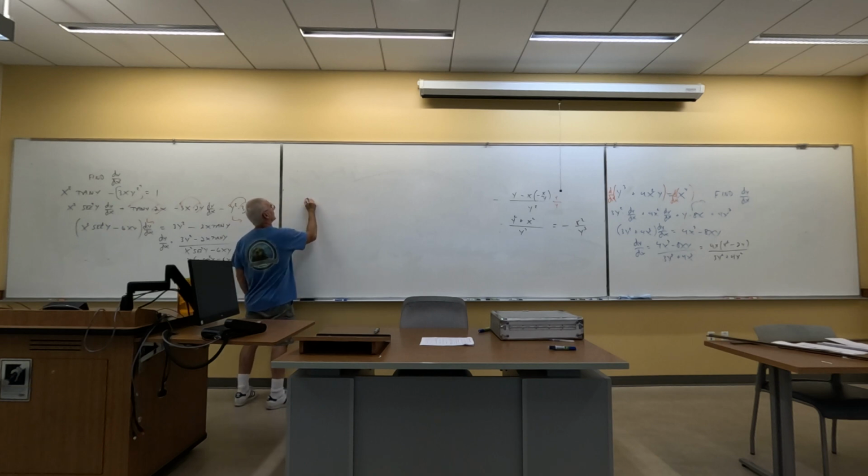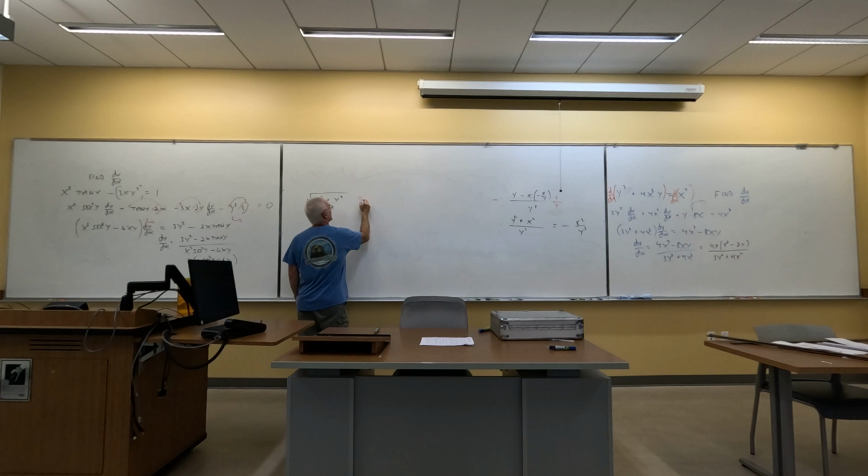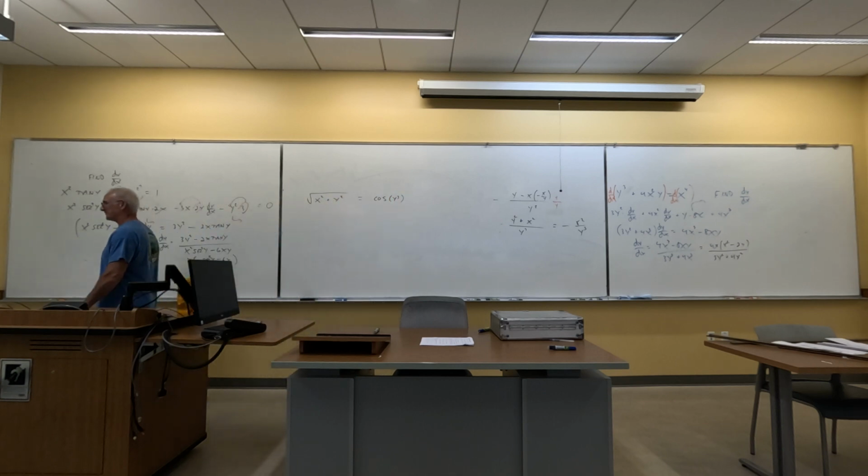How about we have the square root of x squared plus y squared equals, I don't know, how about the cosine of y cubed? That looks just terrible. It's a big yikes.